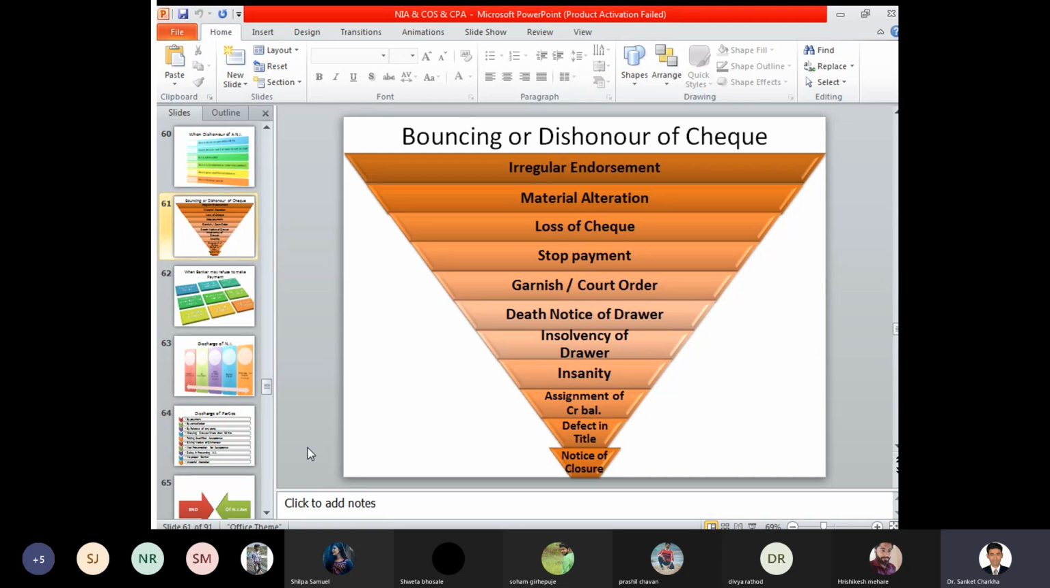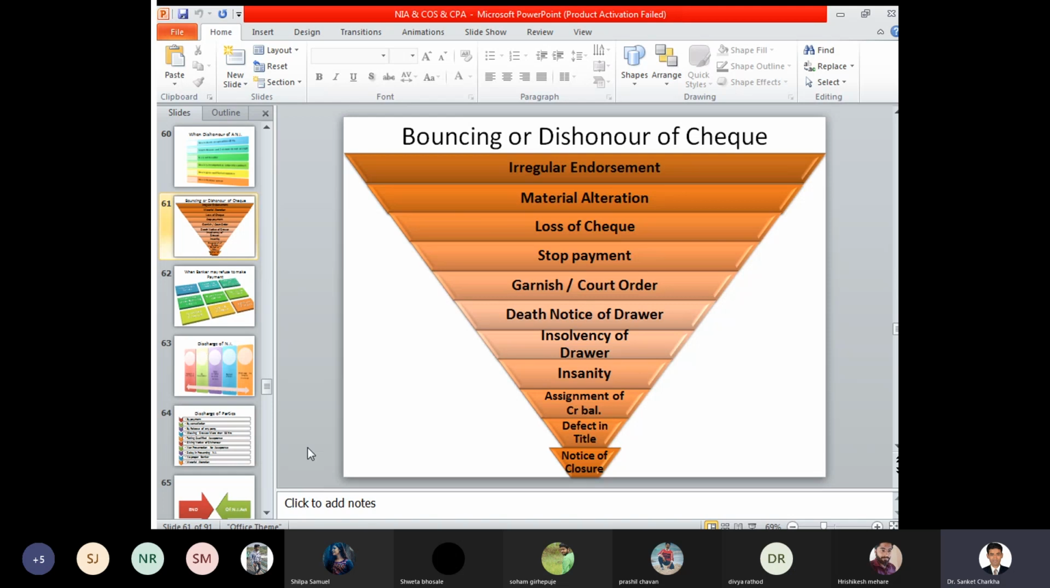Assignment of credit balance. So assignment of credit balance means if the balance in your account is not sufficient. If the check has been drawn for rupees 10,000 and the balance in your account is rupees 9,000, then based on the assignment of the credit balance, that is non-availability of the funds in your account, the check can get bounced or the bank may refuse to make the payment.